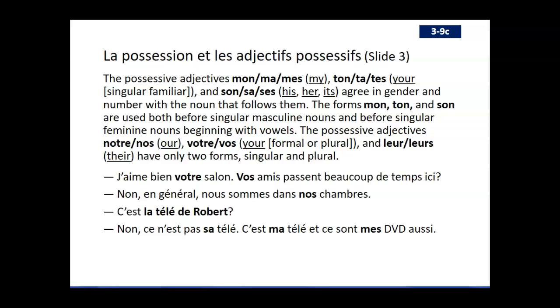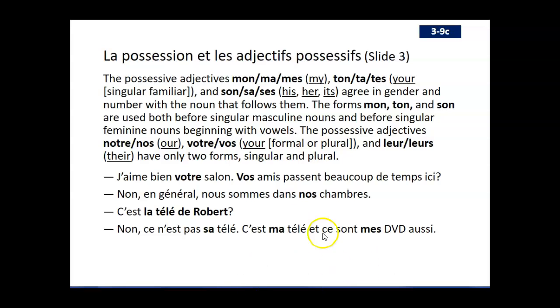Okay, so the possessive adjectives mon, ma, mes for my, or ton, ta, tes for your, which is the familiar form, and son, sa, ses, his, her, or its, they agree in gender and number with the noun that follows them. It's not the person doing the speaking. Okay, the forms mon, ton, and son are used both before singular masculine nouns and, as I mentioned before, feminine nouns beginning with vowels. Okay, the possessive adjectives notre and nos, or votre and vos, and leur have just two forms, a singular and a plural form. They do not change with gender.